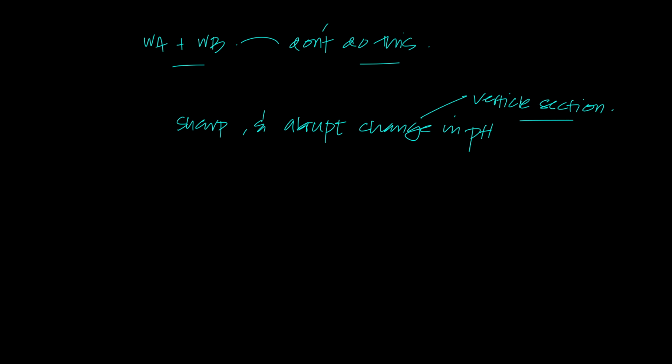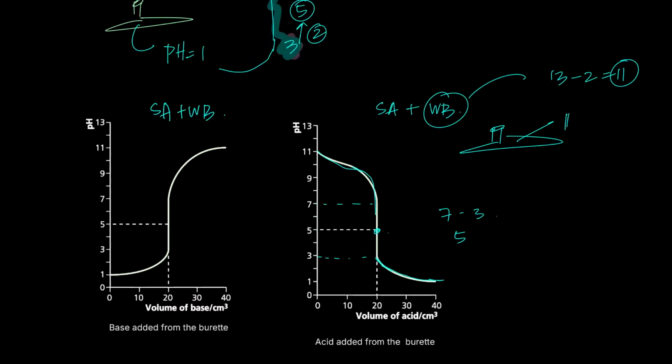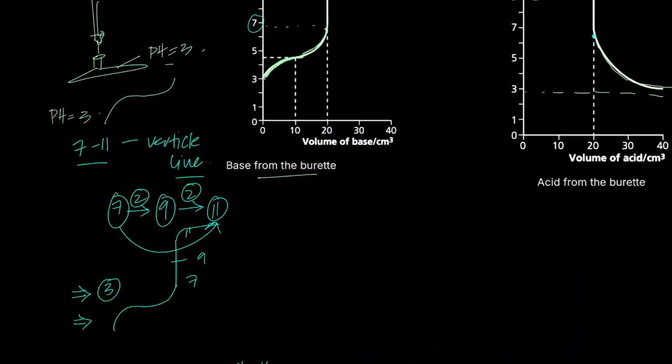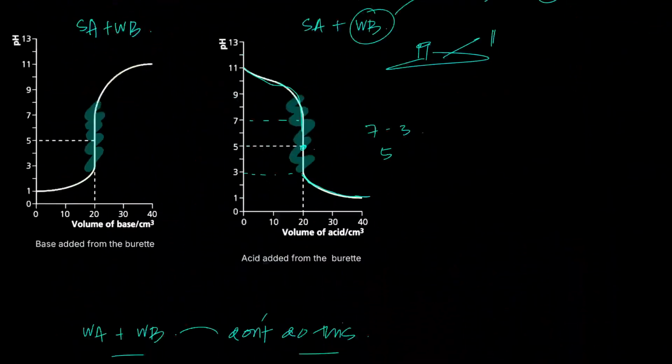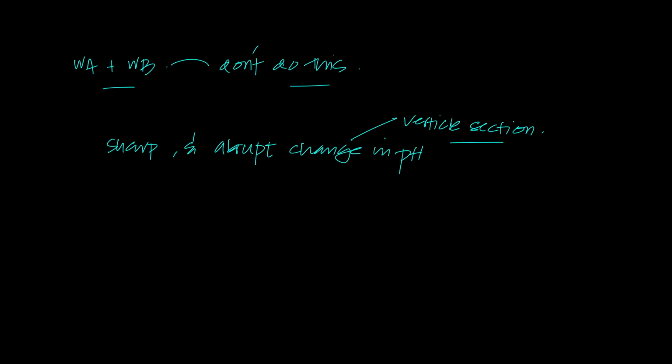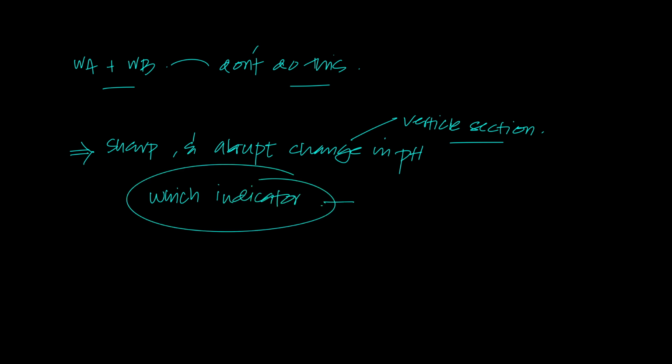That vertical section was very important for all of us. The pH was gradually changing or whatever, but the vertical section was very, very important, and you can see it right here. All of these vertical sections are very crucial. They are helping us a ton. And why are they helping us? Because these vertical sections will later on help you identify which indicator to use. What should be the choice of the indicator?